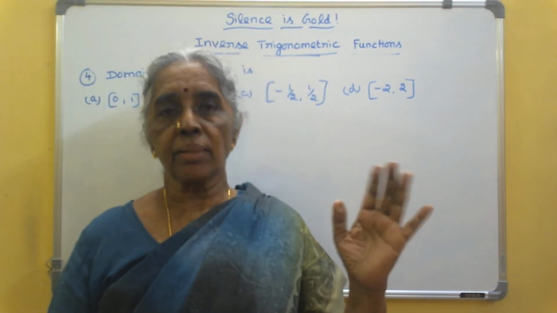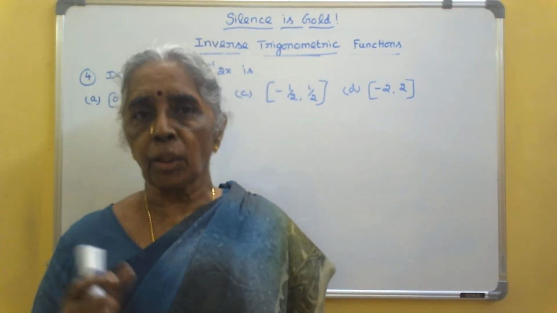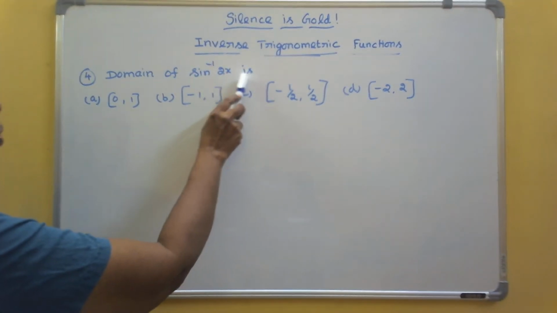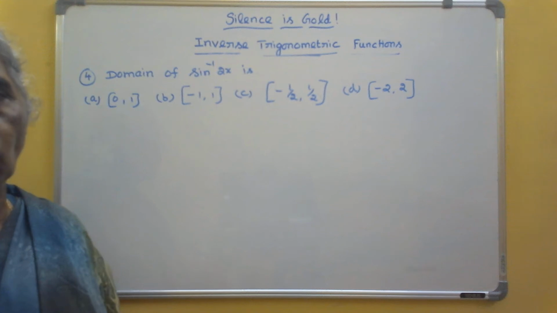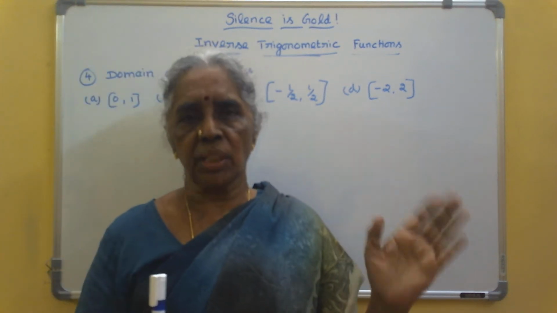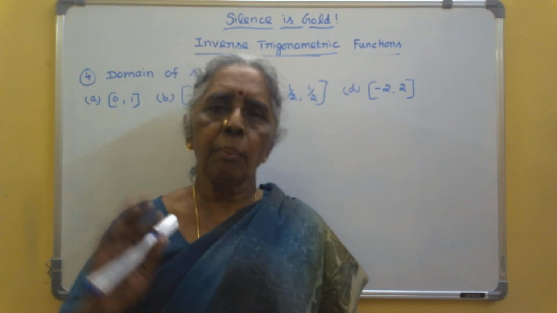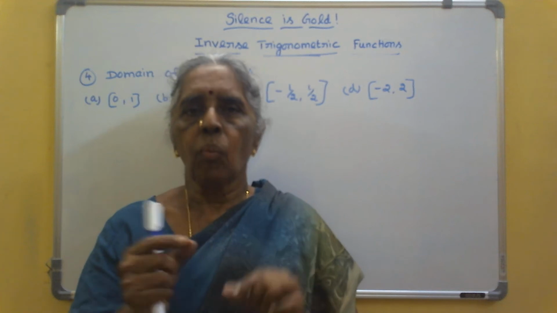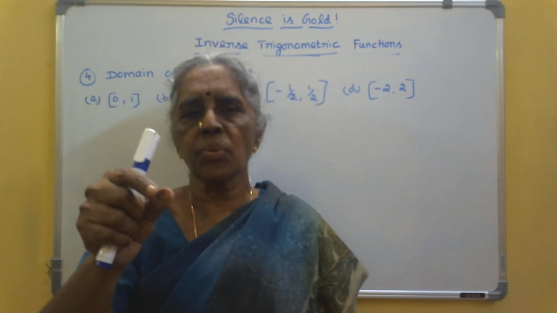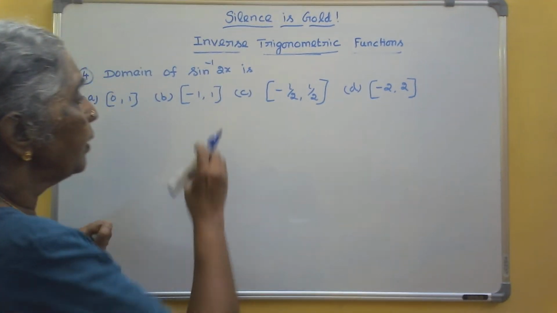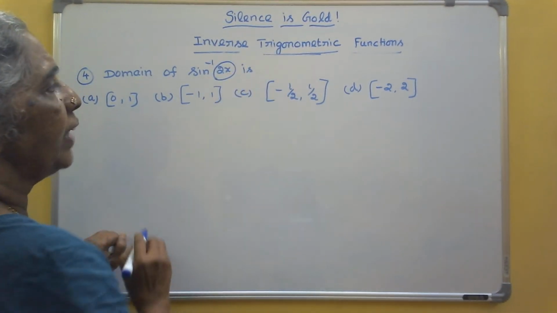Now, let us do 2-3 sums in finding the domain, that model. Okay. Now, the domain of sine inverse 2x is, and they have given 4 options. You should know that sine inverse theta, that domain is minus 1 to 1, isn't it? Sine inverse x or whatever is there. Whatever is within that sine inverse, that domain is minus 1 to 1. Here, what do you have? You have a 2x.